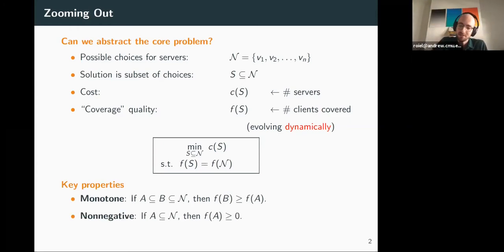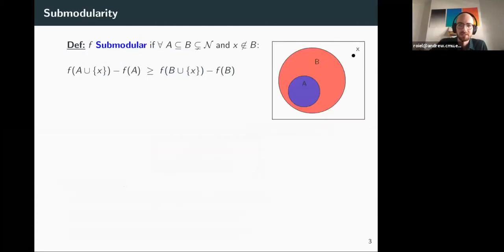F is non-negative. That's fairly self-explanatory. And furthermore, this function f is what's called submodular, i.e. it has a decreasing marginal returns property. And I'll say a little bit more about what this means.